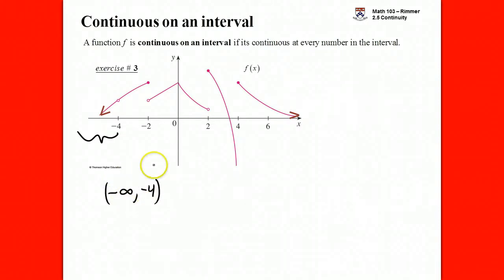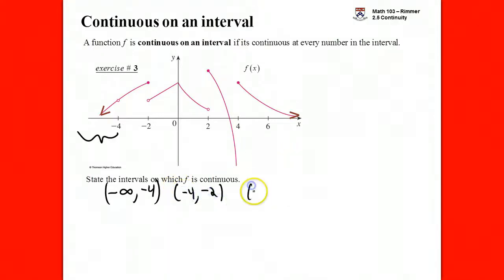State the intervals where the function is continuous. So that's one interval. And then from -4 up to -2, between -2 and 2, from 2 to 4, and from 4 to infinity. So if you're looking at a graph, then it's not that bad. You just look for places where the function isn't broken. Don't worry about what happens at these points.